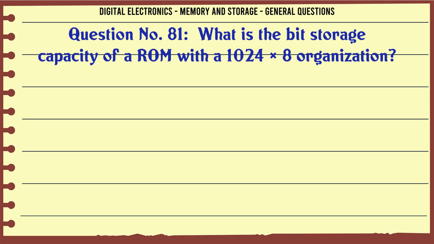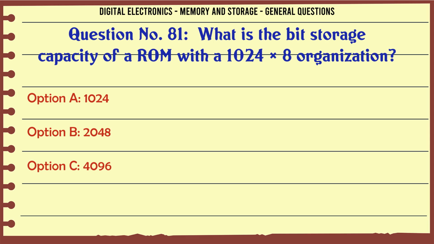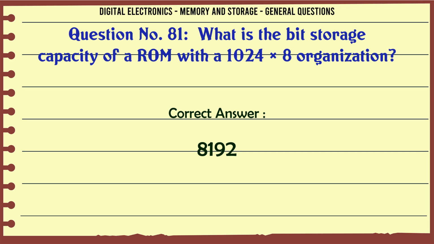What is the bit storage capacity of a ROM with a 1024-8 organization? A. 1024. B. 2048. C. 4096. D. 8192. The correct answer is 8192.